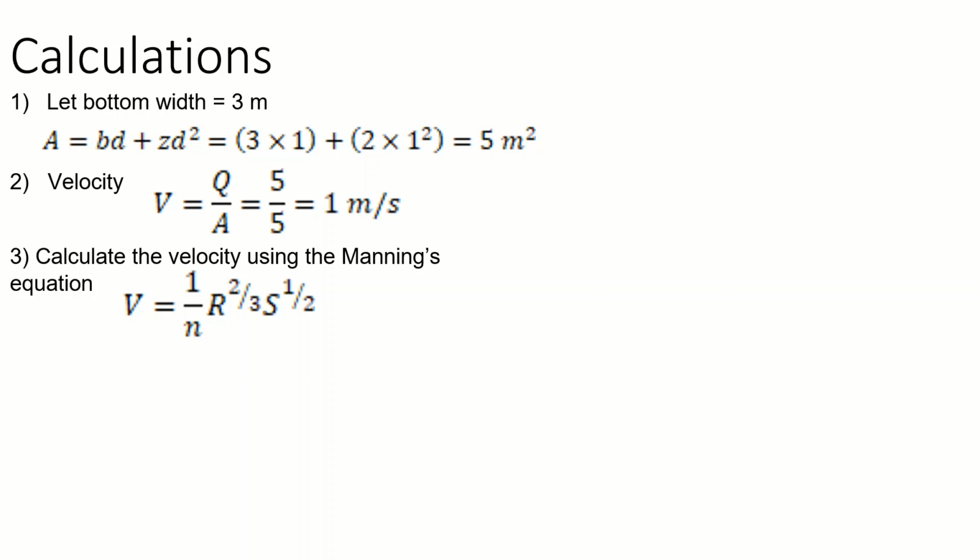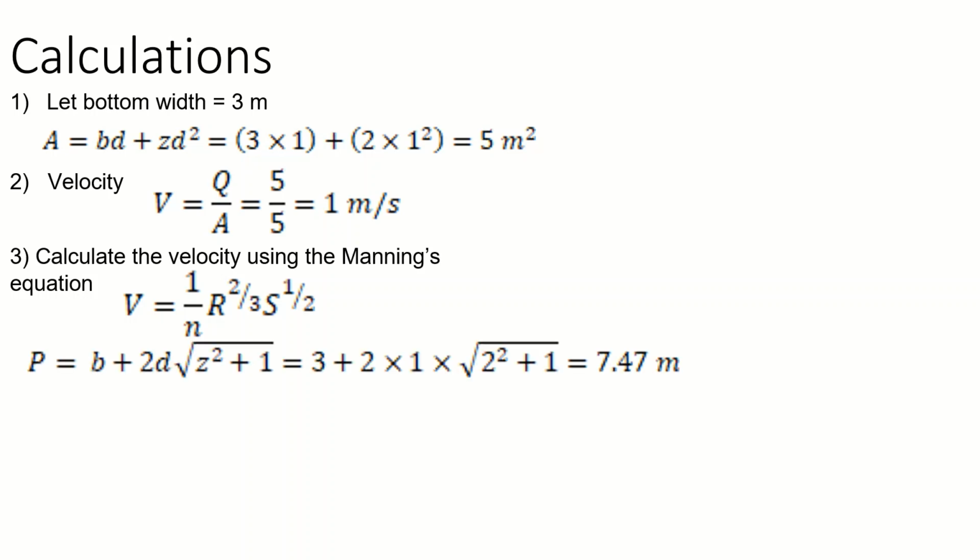Let us now compute the velocity using Manning's equation. V equal to 1 by n r raised to 2 by 3 s raised to 1 by 2. So first we need to calculate r. So we need the wetted perimeter. P equal to b plus 2d root z square plus 1. Let us substitute the value.